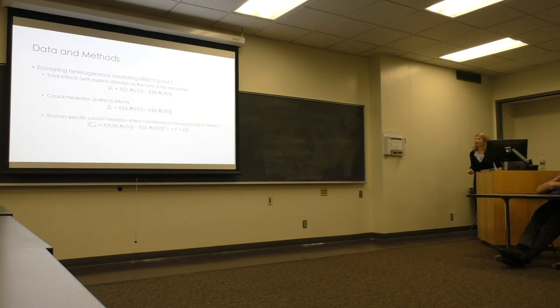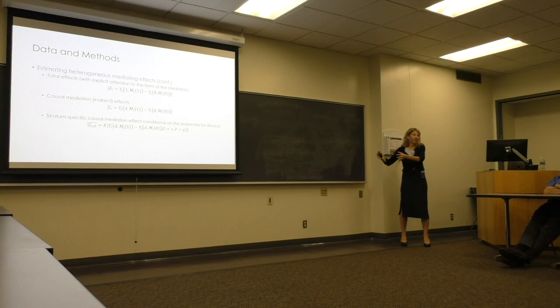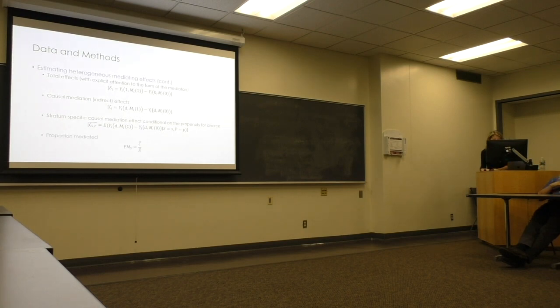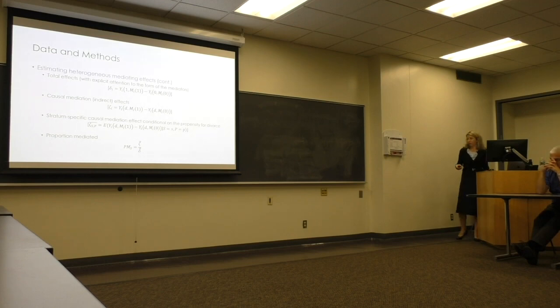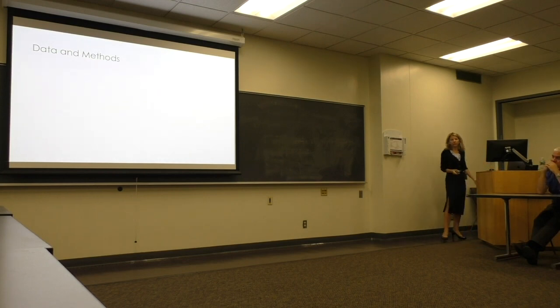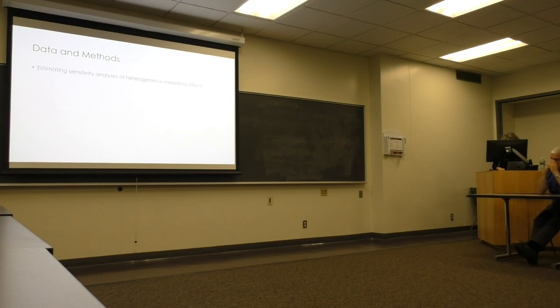We're going to do this all within these specific heterogeneous strata of the propensity score. And then we get this nice summary, which is actually the thing I'll report, the proportion mediated, which is just the proportion of the causal mediation effect to the total effect. So the mediation analysis answers what proportion of the total effect is indirect. And finally, we estimate some sensitivity analyses of heterogeneous total effects and mediating effects.